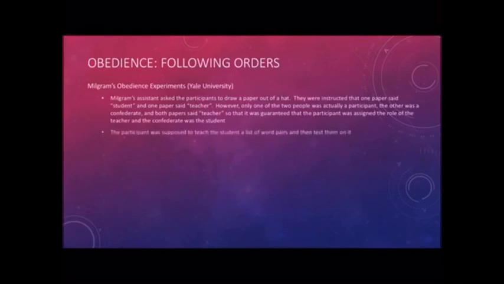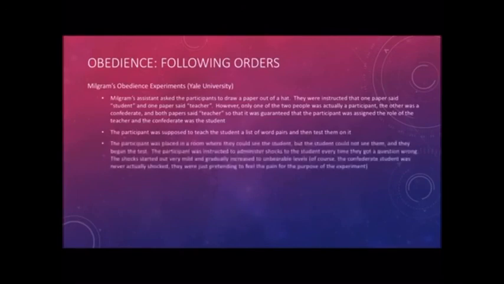So the participant was supposed to teach the student a list of word pairs and then test them on that. The participant was placed in a room where they could see the student, but the student could not see them, so like a one-way mirror situation, and they began the test. The participant was instructed to administer shocks to the student every time they got a question wrong. The shocks started out very mild and gradually increased to unbearable levels. Of course, the Confederate student was never actually shocked. They were just pretending to feel the pain for the purpose of the experiment. So again, this is why we had to make sure that it was the Confederate who got the role of the student, and it was the participant who got the role of the teacher.